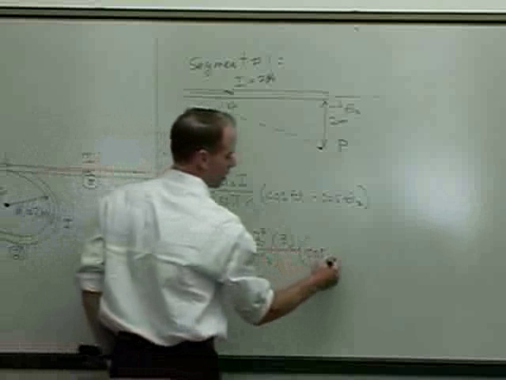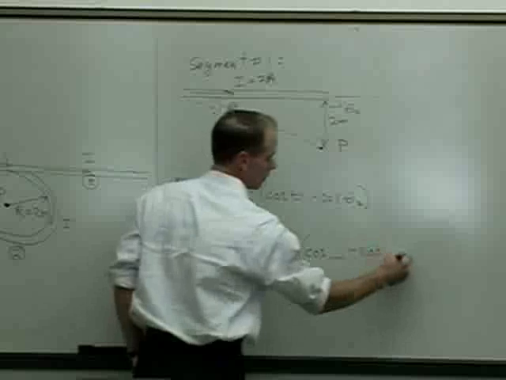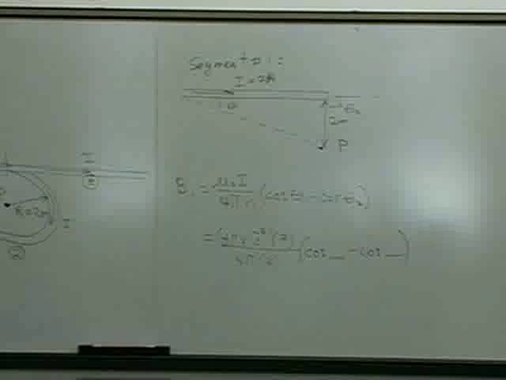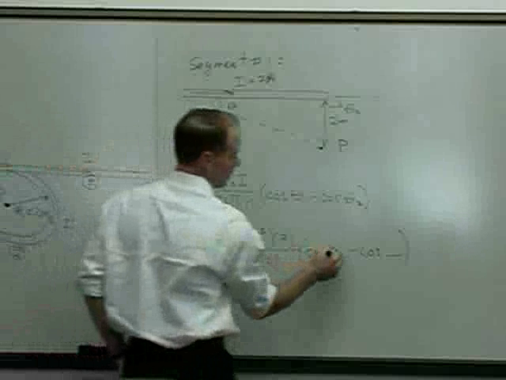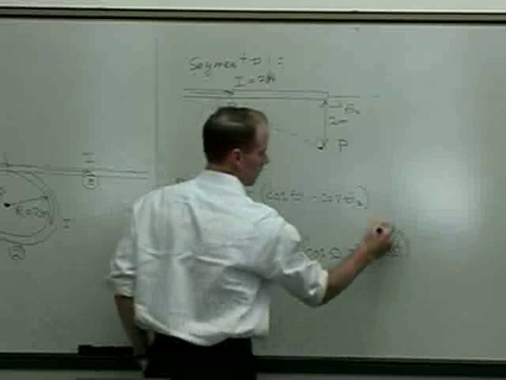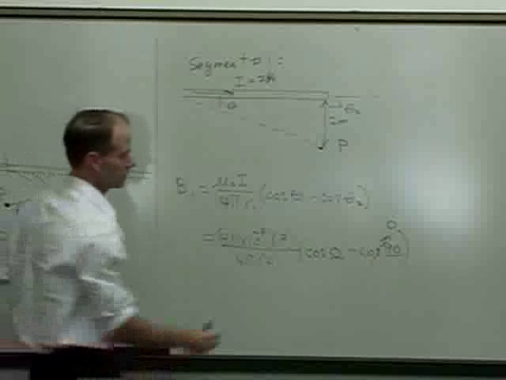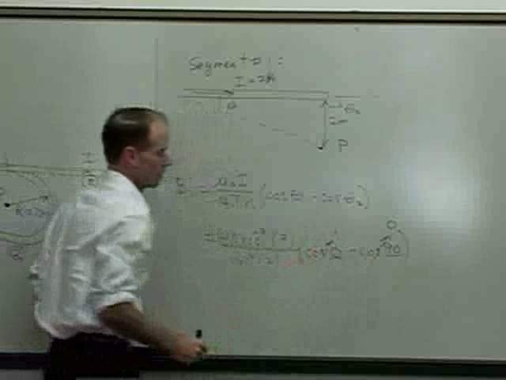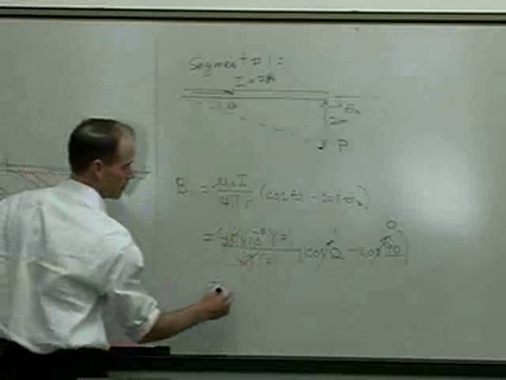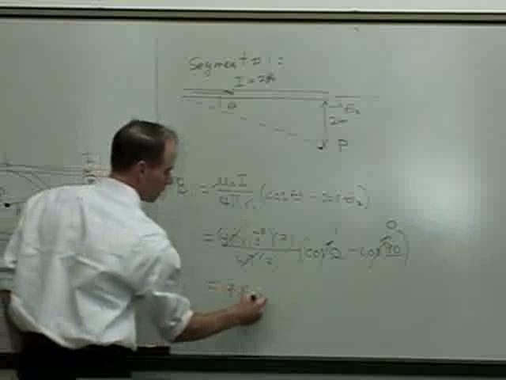The cosine theta 1 minus cosine theta 2, what is theta 1? Zero. Theta 1 is 0. As we come infinitely far back this way, that angle approaches 0. Theta 2 would be 90 degrees. Cosine 90 is 0. Cosine 0 is 1. And this is going to be 3.5 times 10 to the minus 7.